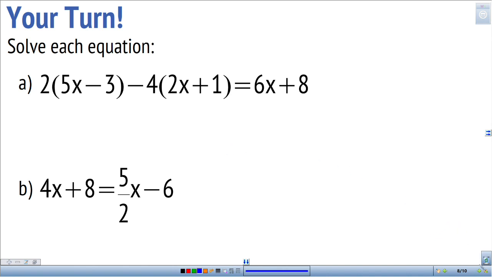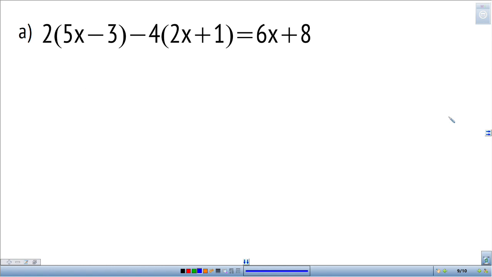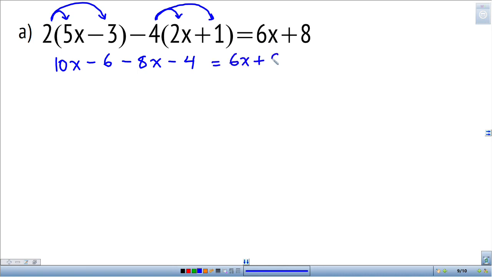All right, we're going to look at the one with the bracket first. So I'm going to turn the page. All right, so remember that we want to simplify this first. So we're going to do 2. We're going to multiply that into both terms inside the bracket. We also have that -4, so we're going to multiply into both. So 2 times 5x is 10x. 2 times -3 is -6. We have here -4 now outside of this bracket. Multiply that by 2x, so that's -8x. -4 times +1 is -4. And so that's equal to just what's on the right-hand side here, 6x plus 8.